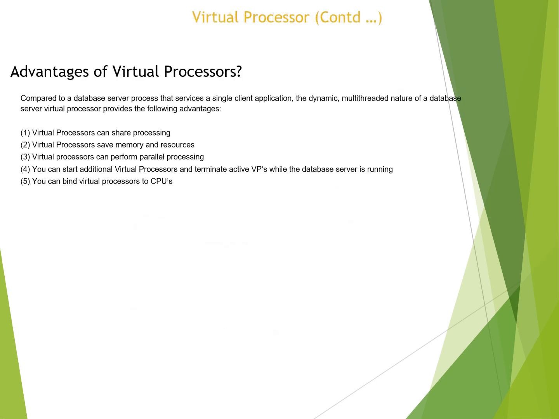Okay, what are the advantages of the virtual processor? If you compare to a database server processor that services a single client application, the dynamic multithreaded nature of the database server virtual processor provides the following advantages. Virtual processors can share processing. Virtual processors save memory and resources. Virtual processors can perform parallel processing. You can start additional virtual processors and terminate active virtual processors while the database server is running. It's the best, very interesting.